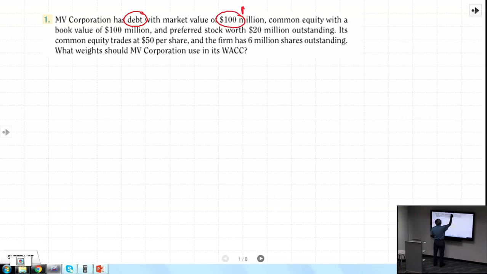So that's the market value of debt. Its common equity has a book value of 100 million. That's the book value of equity. Preferred stock is 20 million outstanding. Its common equity trades at $50 per share, and the firm has 6 million shares outstanding. What weight should we use in the weighted average cost of capital?